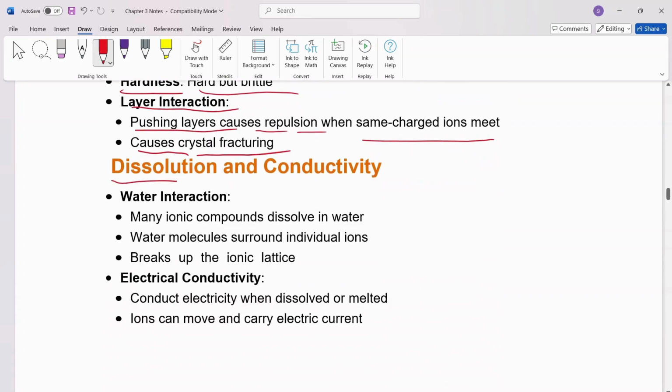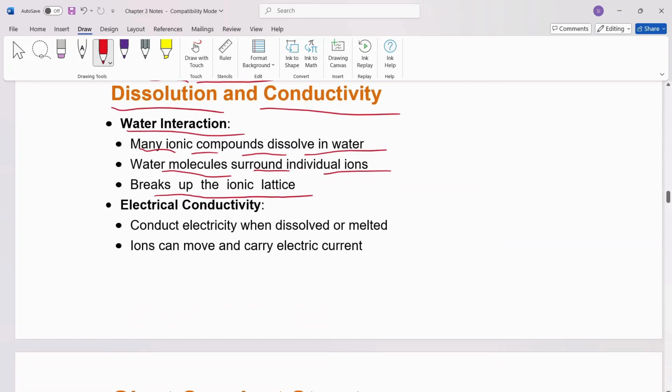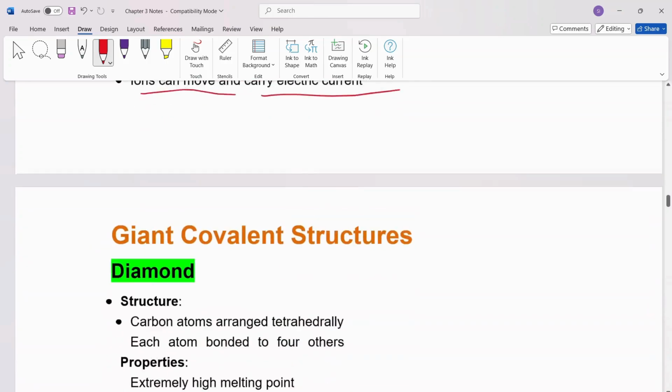Now let's talk about dissolution and conductivity. Water interaction: many ionic compounds dissolve in water. Water molecules surround individual ions and break up the ionic lattice. Electrical conductivity: they conduct electricity when dissolved or melted. Ions can move and carry electric current.